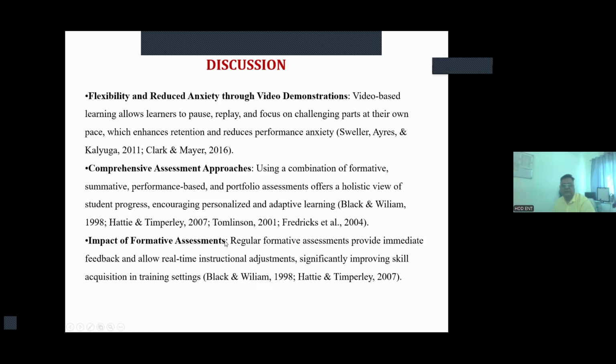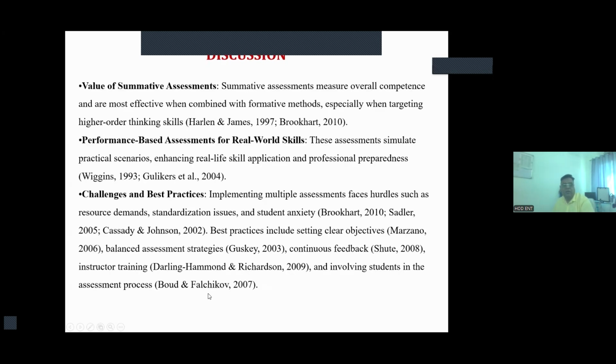Impact of formative assessment. Regular formative assessment provides immediate feedback and allows real-time instructional adjustment, significantly improving skill acquisition in training sessions, by Black and Wiliam. Value of summative assessment: it measures overall competence and is most effective when combined with formative methods. And performance-based assessment for real-world skills. These assessments simulate practical scenarios, enhancing real-world skill application.